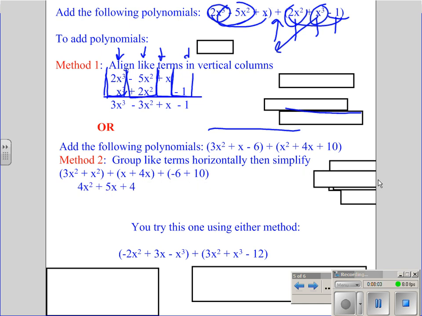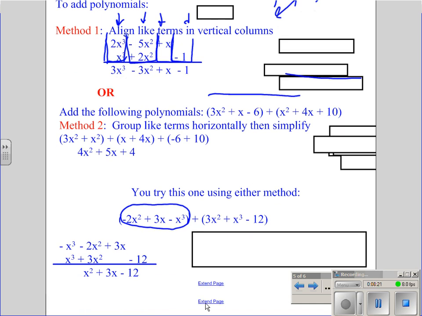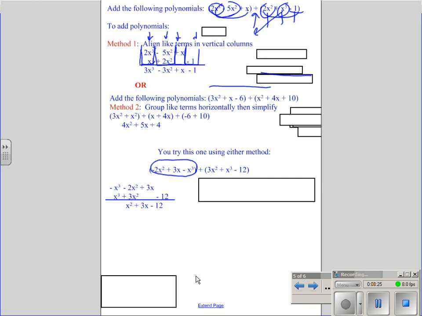I want you to do this problem using both the vertical method and the horizontal method. If you did it vertically, you will notice down here, we had a -x cubed plus a +x cubed, which gave us nothing. We had a -2x squared plus 3x squared, which gives you x squared. You have a -3x, and there was no term with just the variable x, so you have 3x. There was no constant in that one. So you have x squared plus 3x plus 12.